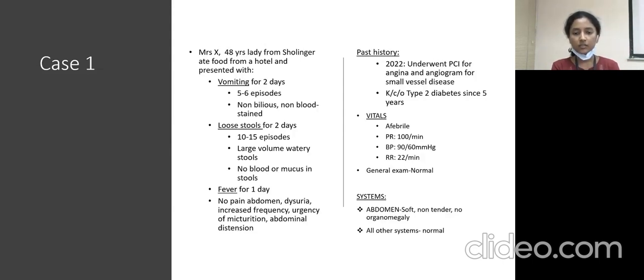Her vitals: she was afebrile, pulse rate of 100 beats per minute, blood pressure of 90 by 60 millimeters of mercury, and respiratory rate of 22 breaths per minute. Her general examination was normal. Her abdomen was soft, non-tender, with no organomegaly, and all other systems were normal.